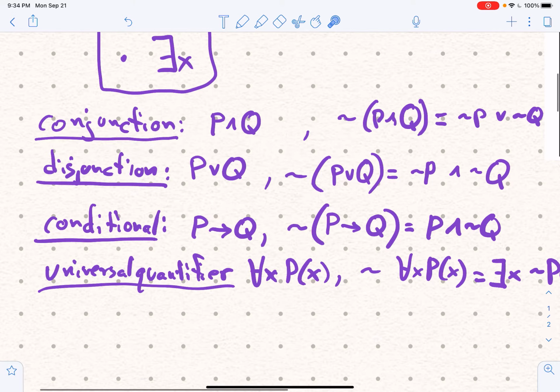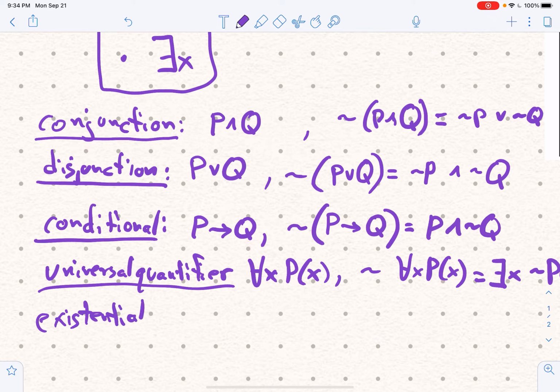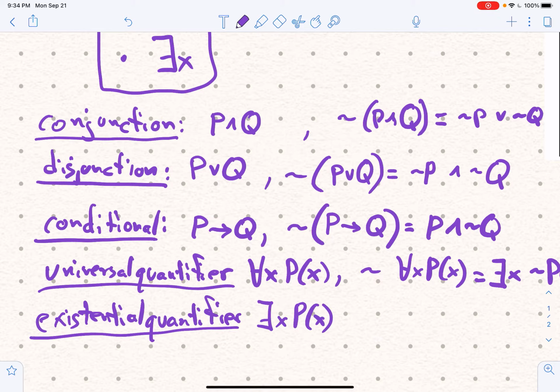All right, there's one more of these, which is the existential quantifier. This one says there is an x such that P of x. Now, this statement says that yes, you can actually go and find an example of an x and plug it into P of x and it will be true. It will hold. Okay, and what we want to do is negate it.